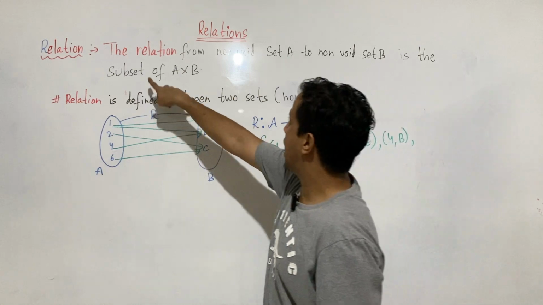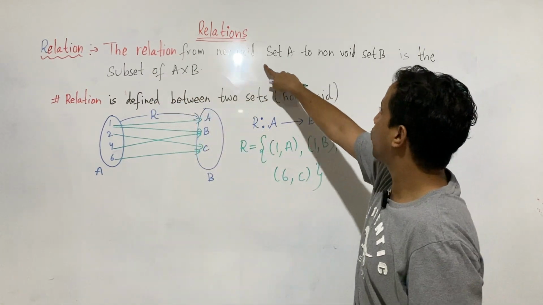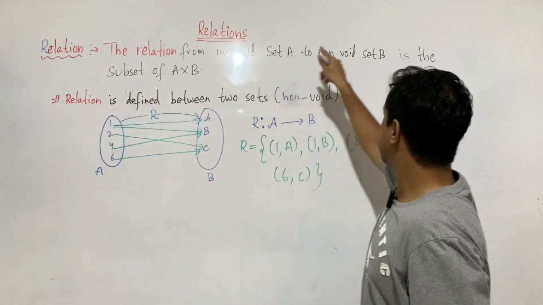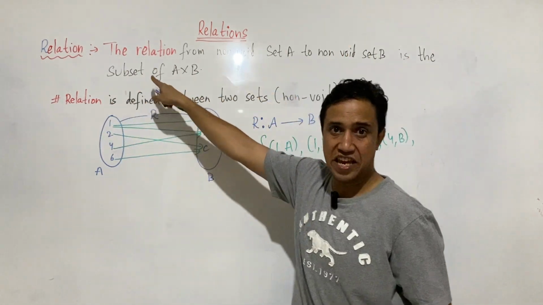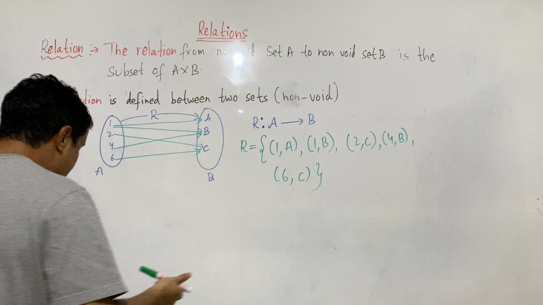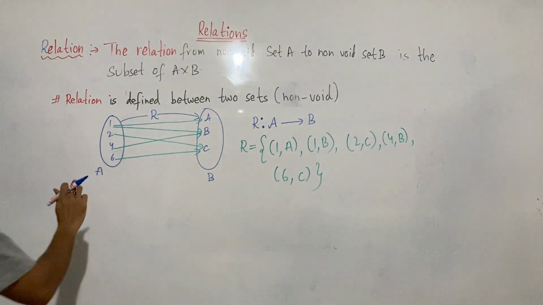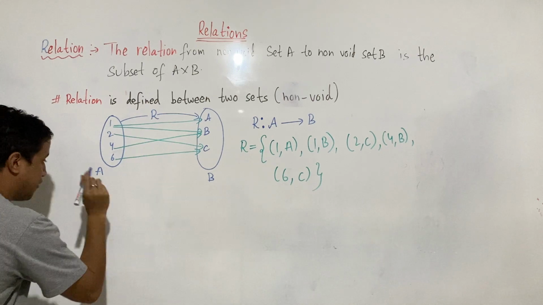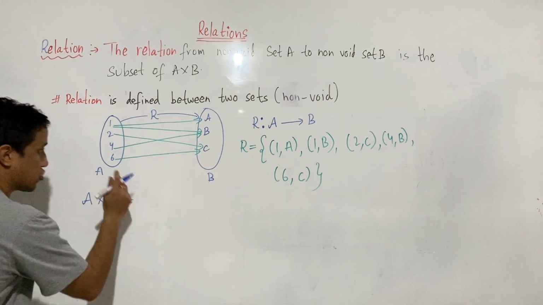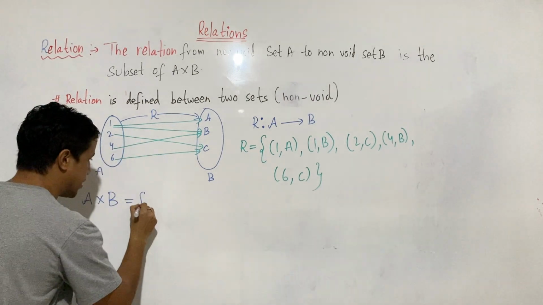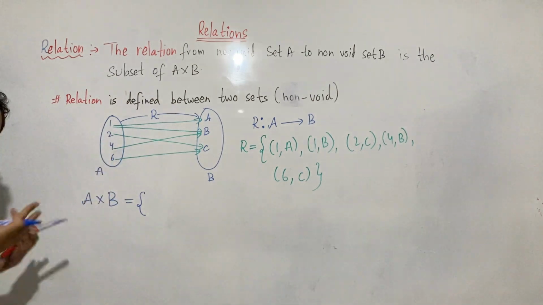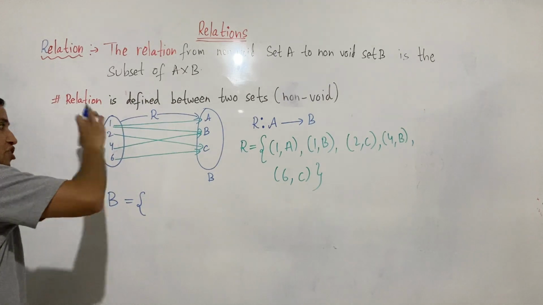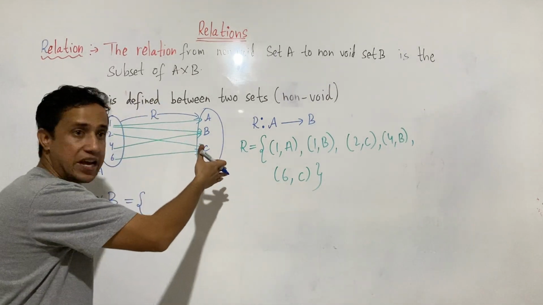It says that a relation from non-void set A to B is a subset of A cross B. Okay, what I want you to understand is that if you take the Cartesian product of these two sets, now see here, what does it mean? Cartesian product means that you have to pair each element of this set with every element of this set.